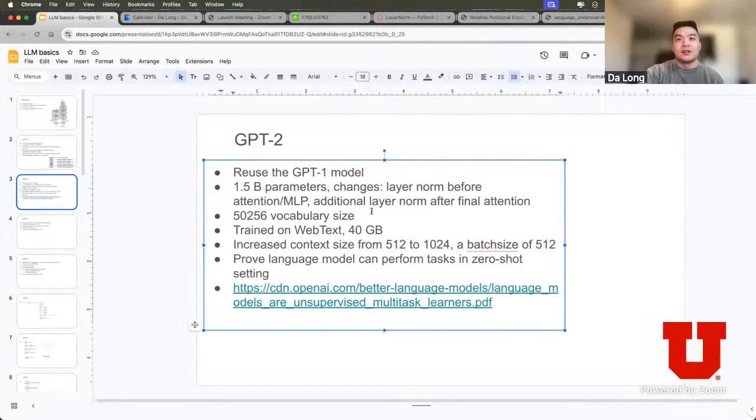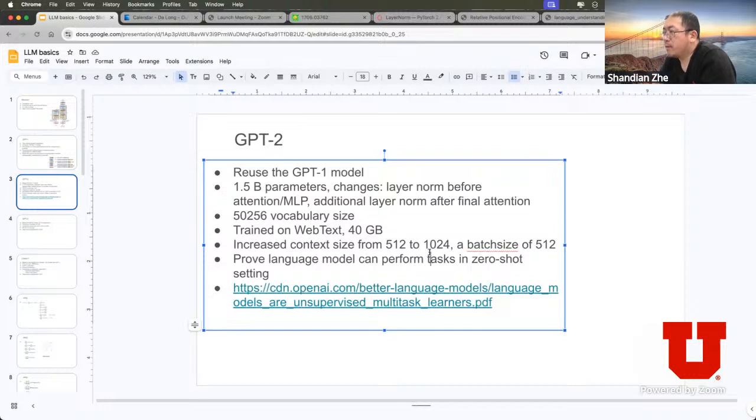Yeah, these are the model changes, and then they also use a larger vocabulary size, more than 50,000, and the training data is 40 gigabytes. They also increased the training context size from 512 to 1024, and they use a batch size of 512. So what does context size mean? Is it the total number of tokens in a sequence?